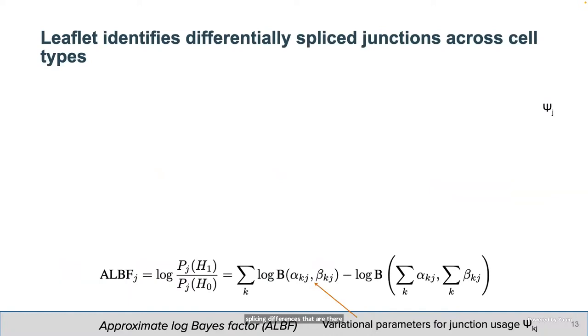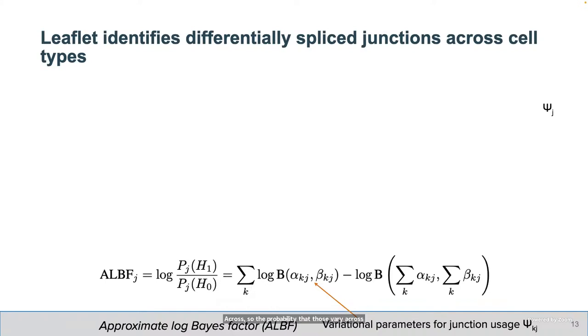So to touch on another useful thing that leaflet can do, it can conduct differential splicing analysis simultaneously. While we're learning the cell state assignments, we can also find the junctions that are differentially spliced between them. To give these junctions a formal score, we use the approximate log Bayes factor, which is determined by comparing the probability that the parameters alpha and beta, the variational parameters for modeling our psi latent variable, vary across k cell states with the probability that they're essentially the same across k cell states.